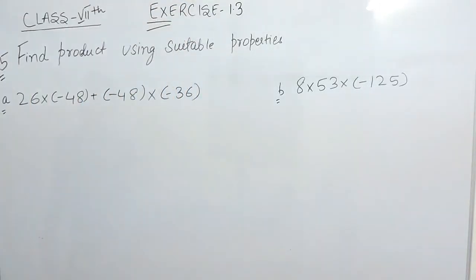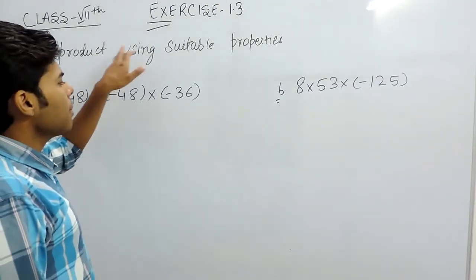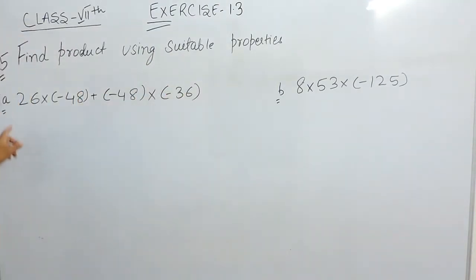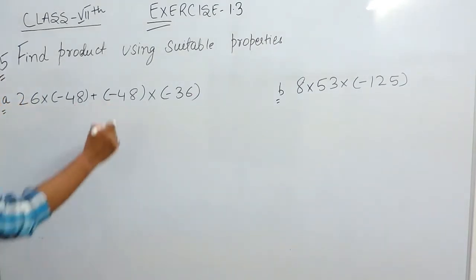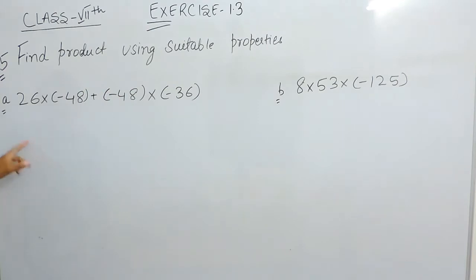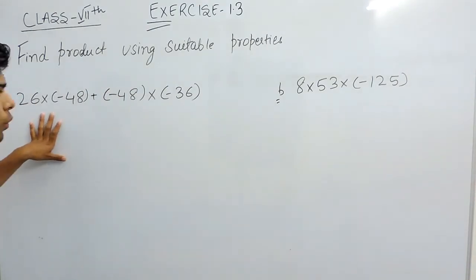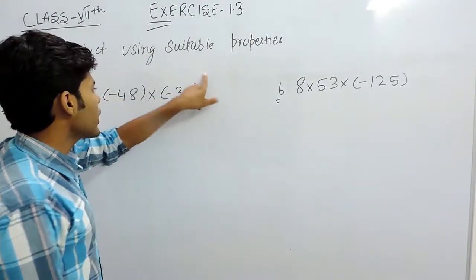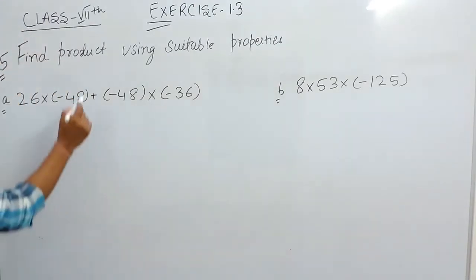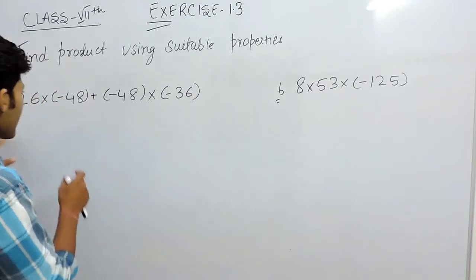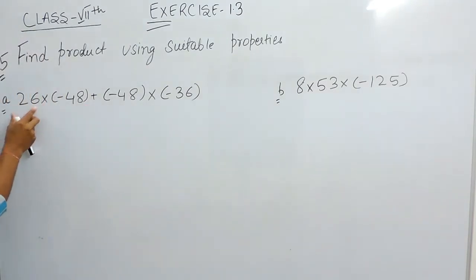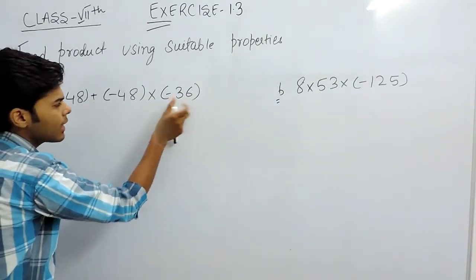Hello students, now we'll solve the fifth question of exercise 1.3 and here we have to find the product of these numbers using some properties. So the first one, I already told you how to take common. So by using common, we can solve this very easily. But if you didn't know how to take common, then it will be the most difficult sum that you will face in this chapter, because you cannot multiply 48 with 26 and then 48 with 36.